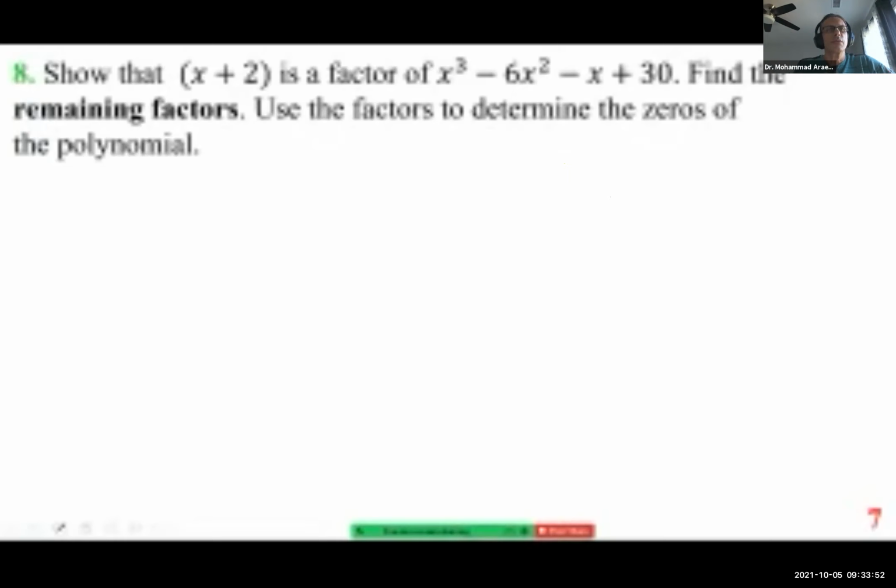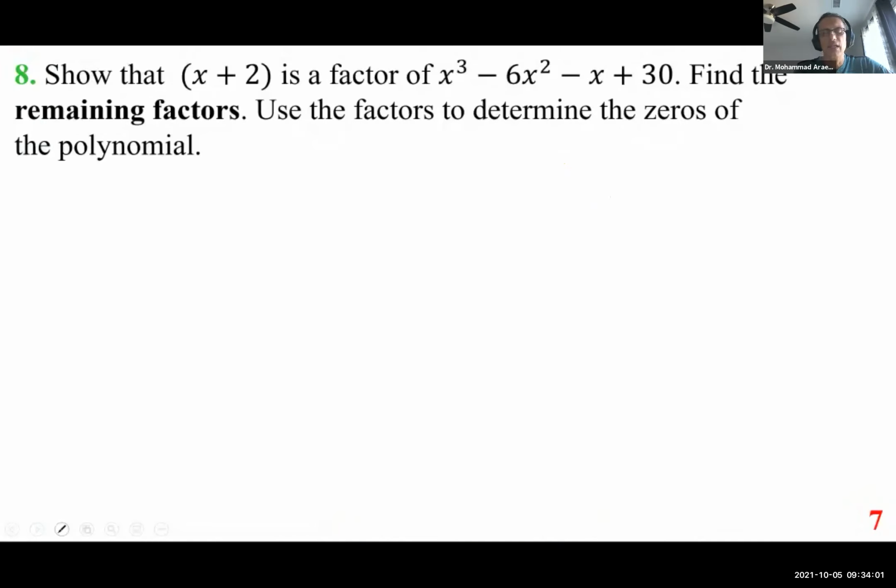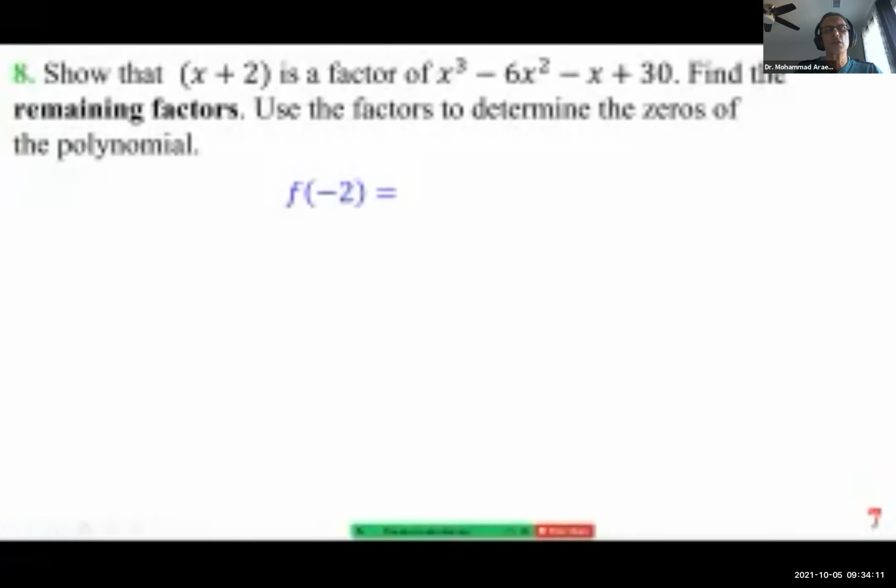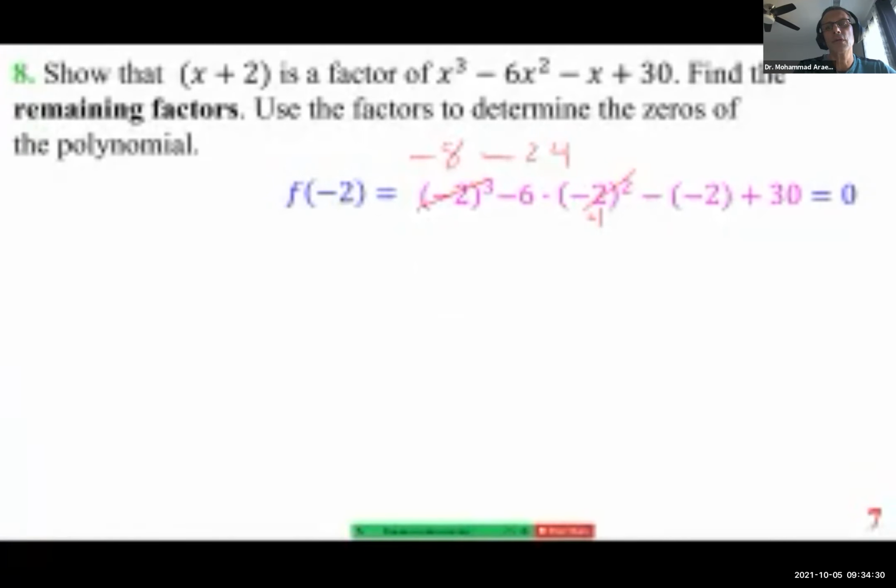Let's take this question from the top. We want to show that x plus 2 is a factor of x cubed minus 6x squared minus x plus 30. And we want to find the remaining factors. So if we plug in -2, we should get 0. Now, when we plug in -2, this is -2 cubed, which is -8, minus, this is 4 times -6 is -24, plus 2 plus 30, and that results in 0.